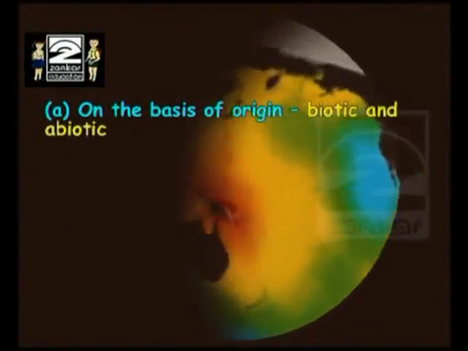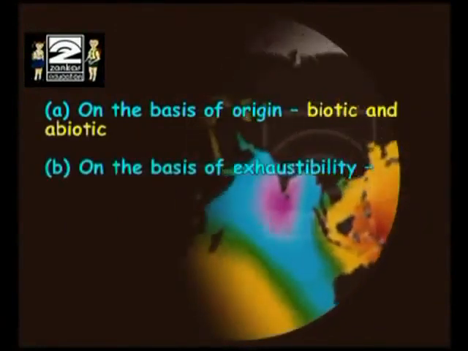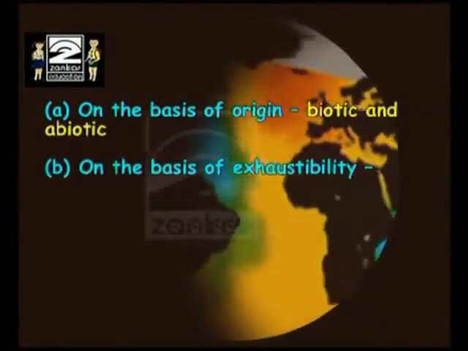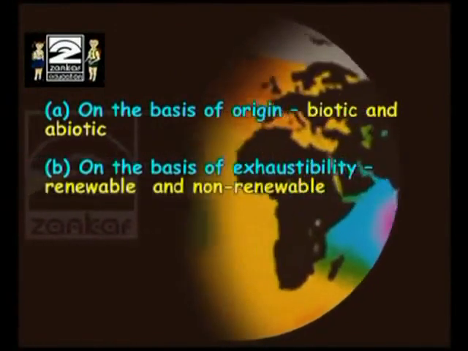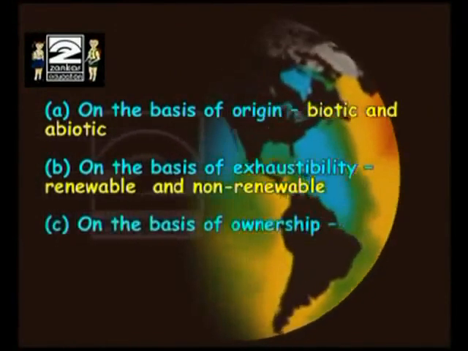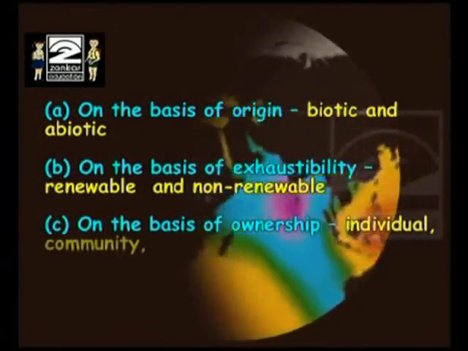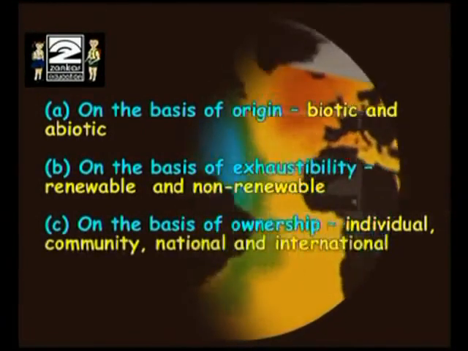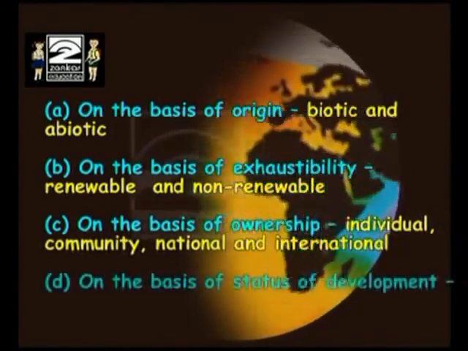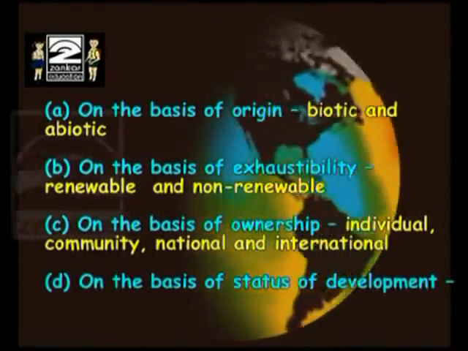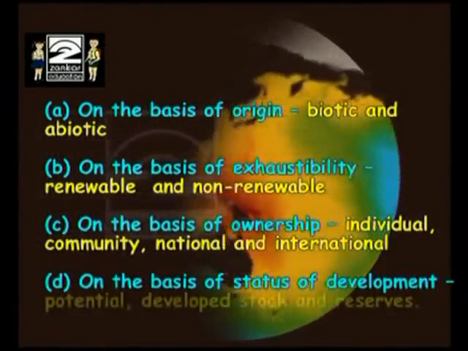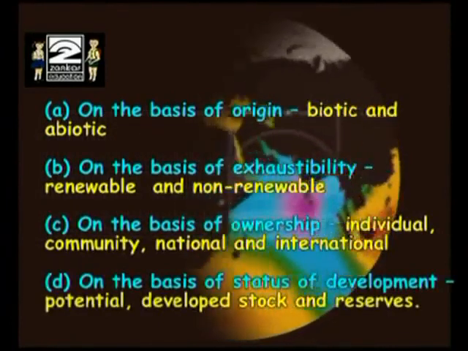These resources can be classified in the following ways. A. On the basis of origin, that is, biotic and abiotic. B. On the basis of exhaustibility, that means renewable and non-renewable. C. On the basis of ownership. This means individual ownership, community ownership, national and international ownership. D. On the basis of status of development. That includes potential, developed stock and reserves.